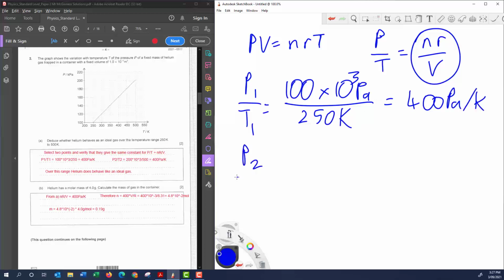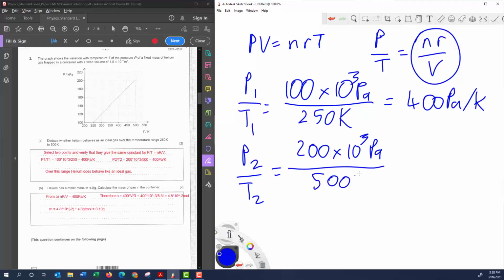Now I'm going to do it again with a different data point. I'm going to choose the point right on the right-hand side. So that means I'm going to get 200 times 10 to the 3 pascals divided by 500 Kelvin equals 400 pascals per Kelvin. As this is a constant, that's showing that it obeys the ideal gas law. And so helium is behaving like an ideal gas.